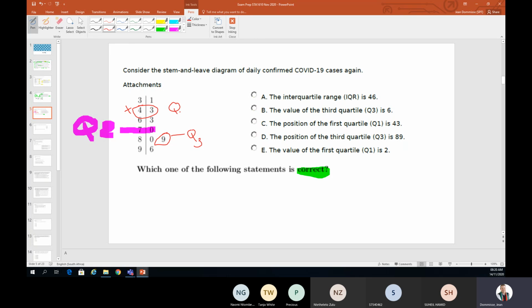So let's just check. The position of a third quartile is 89. Position, so no, the value is 89, so that one is wrong. The position of a first quartile is 43. Position, no, the value is 43. That one is wrong.